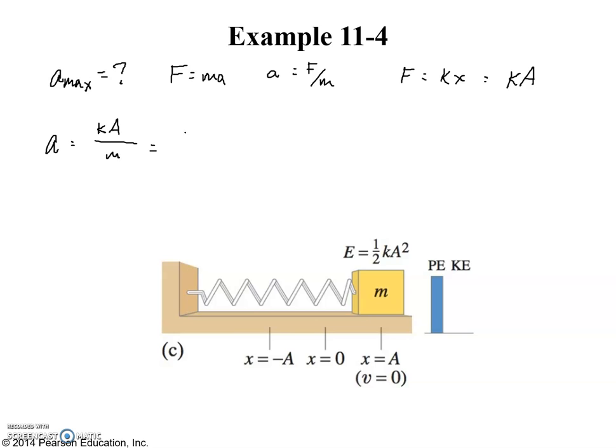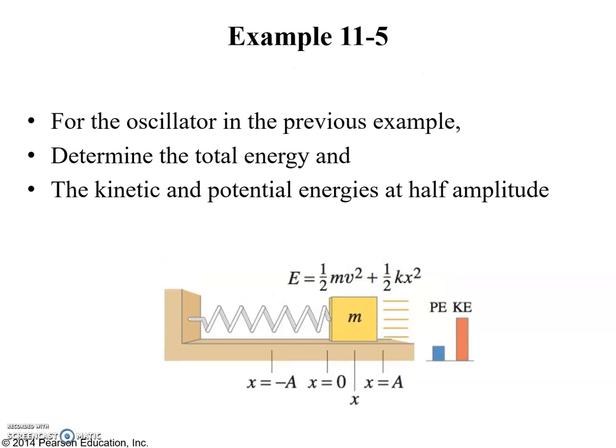Our spring constant was 19.6. That's what we calculated at the very beginning. The amplitude is 0.100 meters. That's how far we pulled the block to the side when we let it go. And the mass of the block is 0.300. So 19.6 times 0.1 divided by 0.3 equals 6.53 meters per second squared is the maximum acceleration of the block.